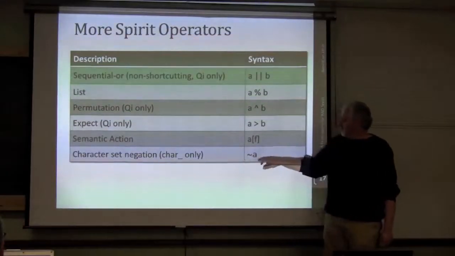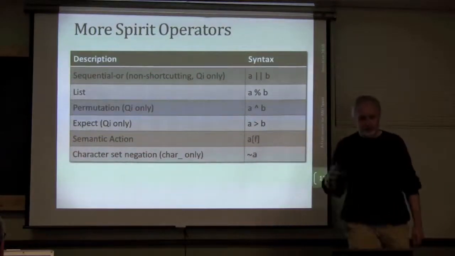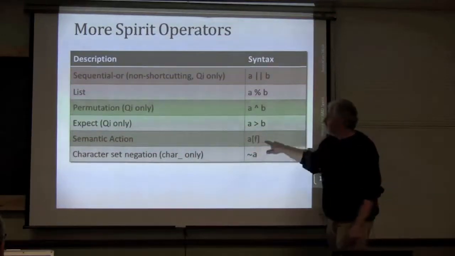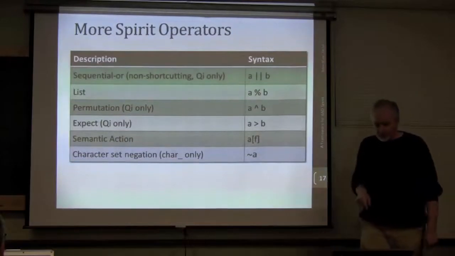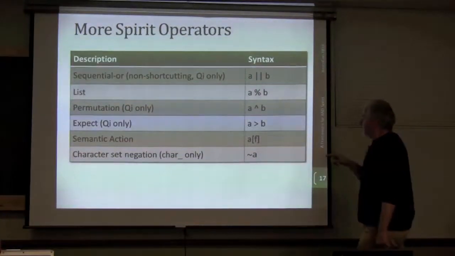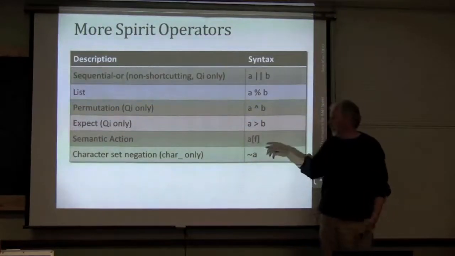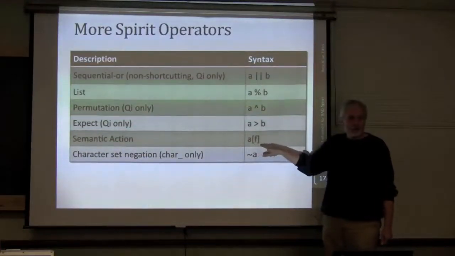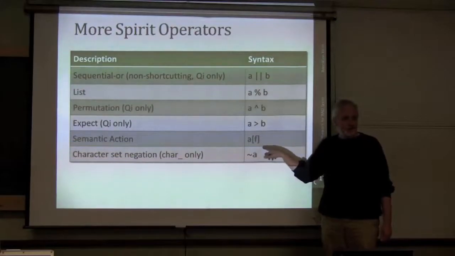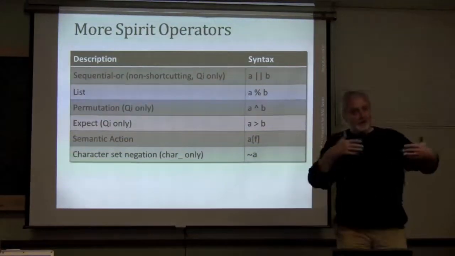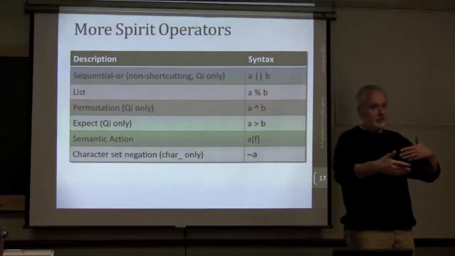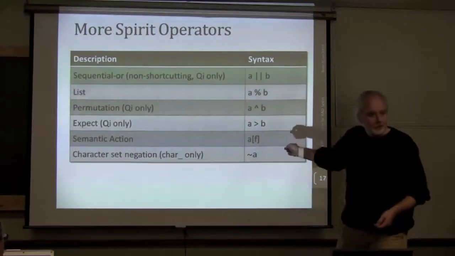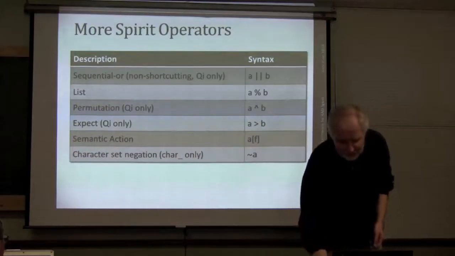Character set negation, which works for characters only, is a tilde, so I want to match anything but a single character or a character set. And this one is very interesting and very powerful, and we will see it quite a lot today. We call them semantic actions. That means that if I have a parser A and I match that A, I will call the function F. So F is an arbitrary function object I can put in there, which gets called whenever I match that. So you can nicely interface your code with a parser, and you can invoke actions whenever something in the input happened. And as it turns out, that is very powerful for output generation as well, but we will see the details there.